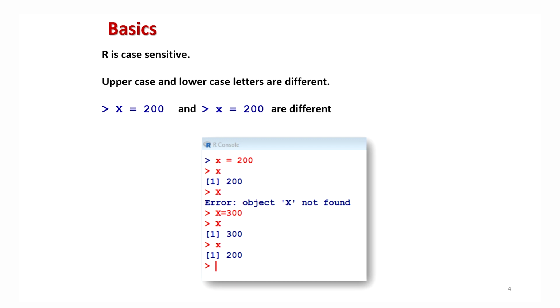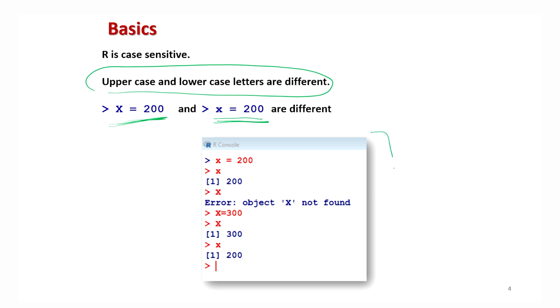What does this mean? The lowercase and uppercase alphabets are treated differently inside this R software. So, if you try to give a variable name, say capital X equal to 20, uppercase equal to 20, and lowercase alphabet x, that is a small letter x equal to 200, they are not the same, they are different. The values are the same, but these two variables are different. For example, I can show you here.